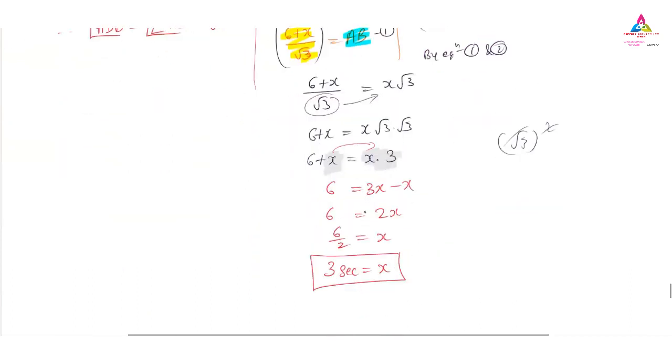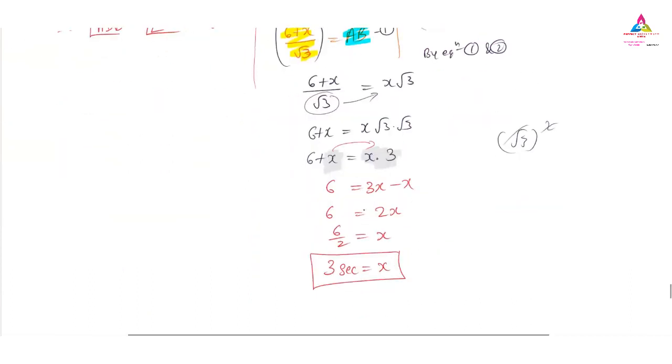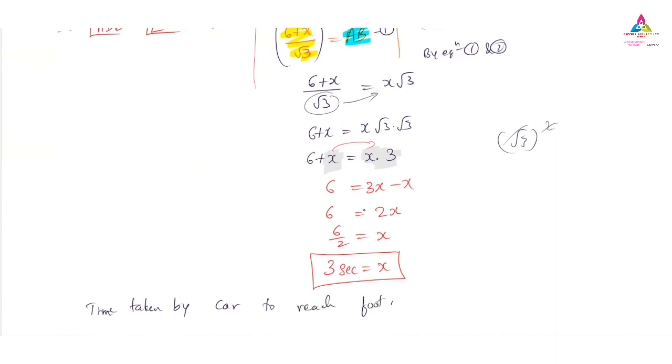So this is the equation. So I can write it down: time taken by the car to reach the foot of the tower from D position is 3 seconds. And this is your final answer.